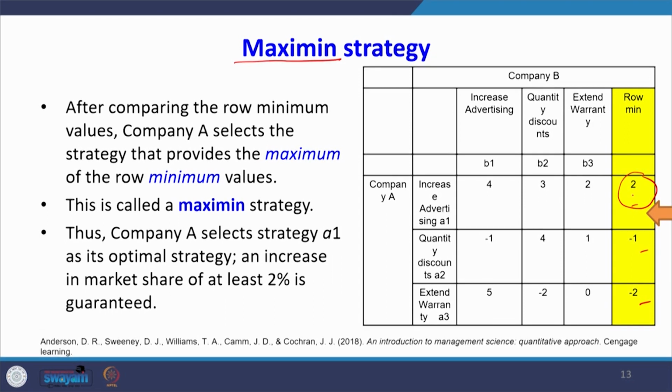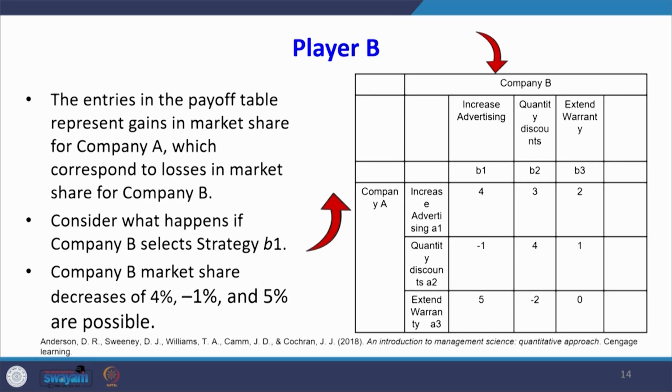Thus, company A selects strategy A1 as its optimal strategy, so an increase in market share of at least 2% is guaranteed. Now, look at B's perspective. The entries in the payoff table represent the gain in market share for company A, which corresponds to losses in market share for company B. Consider what happens if company B selects B1. Company B's market share decreases by 4%, 1% and 5%.